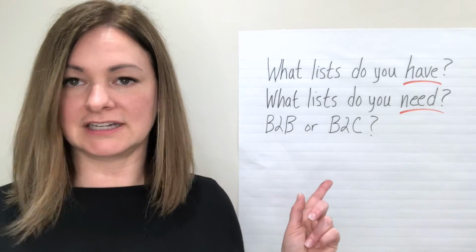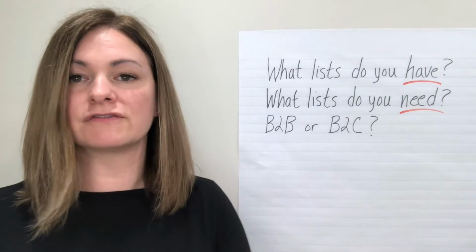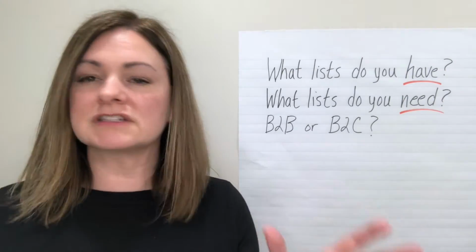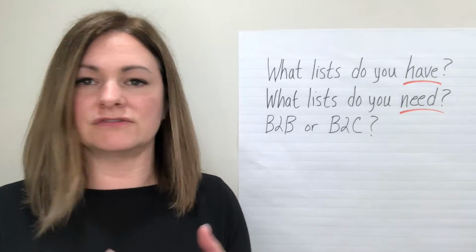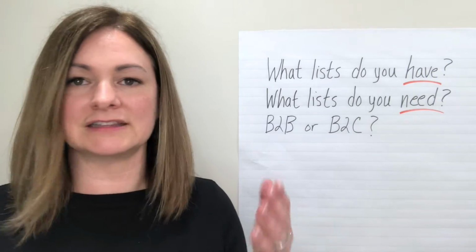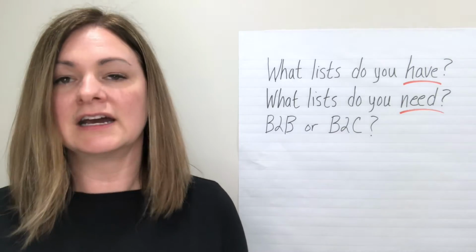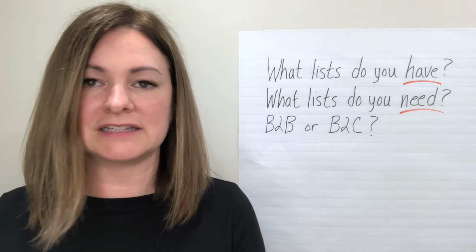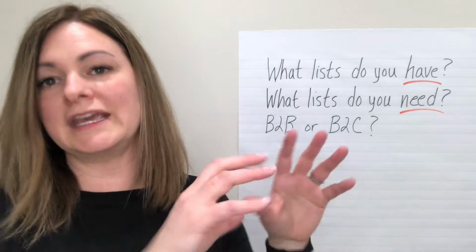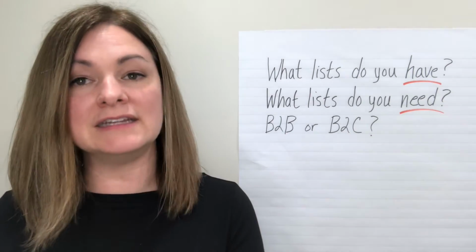Few questions to get started here. What list do you have? Forget about whether they're current. First things first, just what lists do you have? If you're in business and you've ever sent mail, you probably have at least one list, possibly more lists. We can always update them. I've got a whole video and blog post and everything on how to update lists. That's not our concern at the moment. What do we have? And what do we need, secondly?